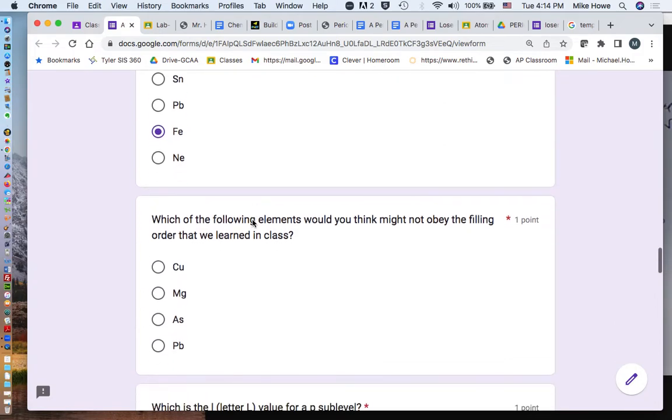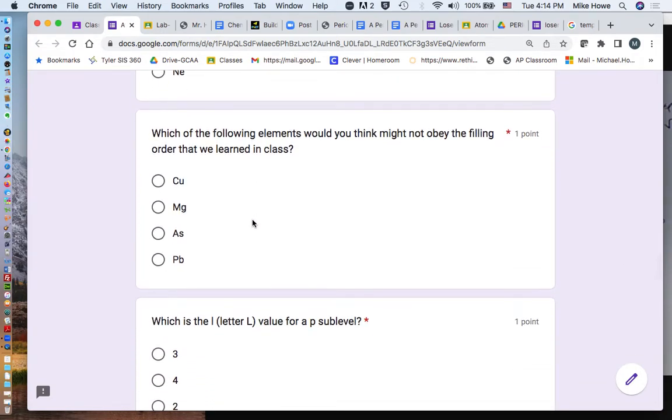Which one do we think might not obey the filling order we learned in class? The one that might not is the one that's in the D sublevel, and that'd be copper. The atoms follow the rules pretty well in the S and the P sublevel blocks, but in the D sublevel blocks they break the rules sometimes, and copper is an example. So copper is your answer on that one.